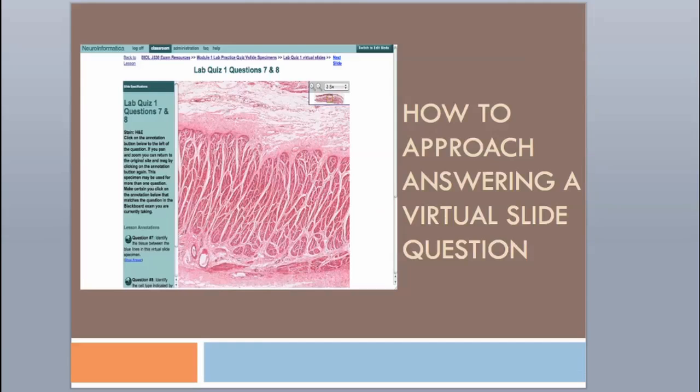So when you get to the midterm and the final, you want to make sure that you know histology well enough to answer WebMic and virtual slide questions pretty quickly. The better you get at recognizing the histology you're seeing, the easier it will be to orient yourself within the slide, which will greatly increase your chances of getting a better score on the virtual slide portion of your exams. So hopefully this video will help you out just a bit.